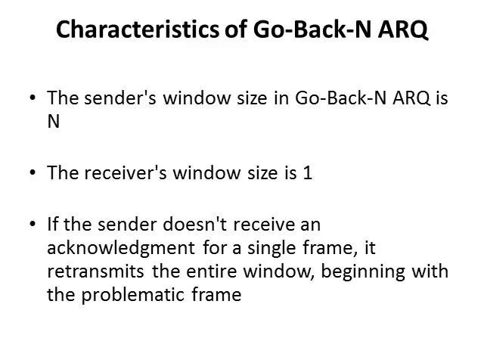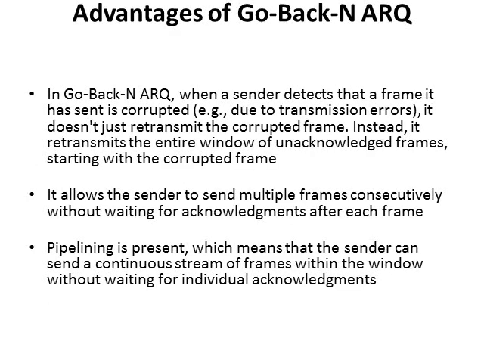Characteristics of the Go-Back-N protocol. The sender window size in the Go-Back-N protocol is N. The receiver window size is 1. If the sender does not receive an acknowledgement for a single frame, it retransmits the entire window beginning with the problematic frame.